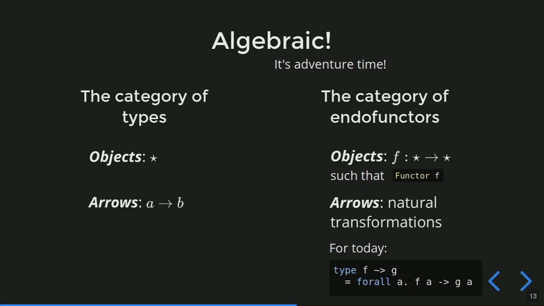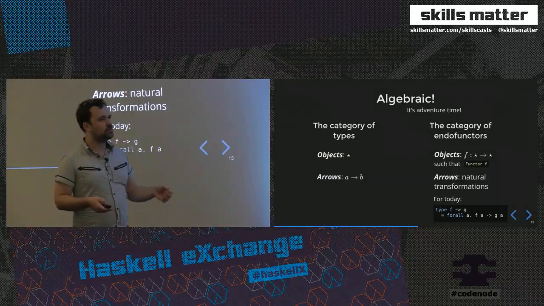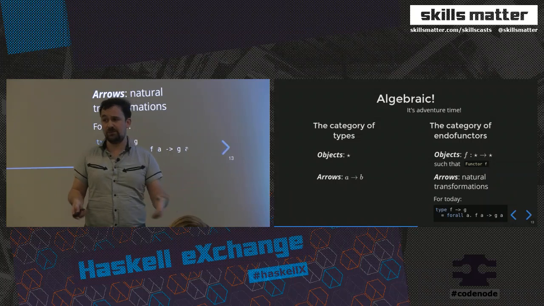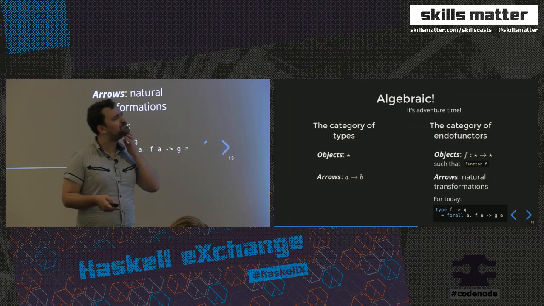So a category is given by a notion of objects and a notion of arrows between two objects. I don't want to go too much into the details, but you can think of the category of types that we often call Hask as having star, the kind of objects, as the objects, and the arrows being functions from a type to a type. And the category of endofunctors arises when you say, okay, I'm not going to consider types as my objects, but functors. So something of type star to star that happens to be constrained by the functor class.